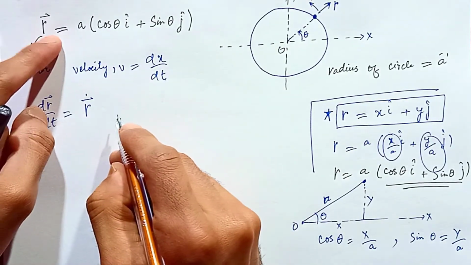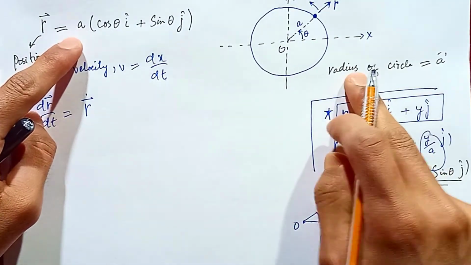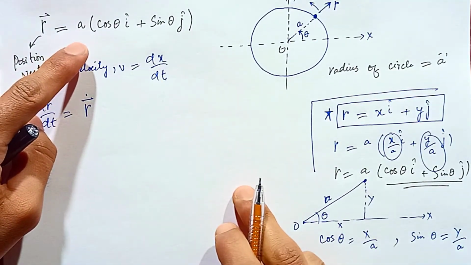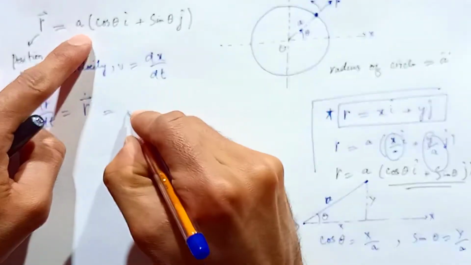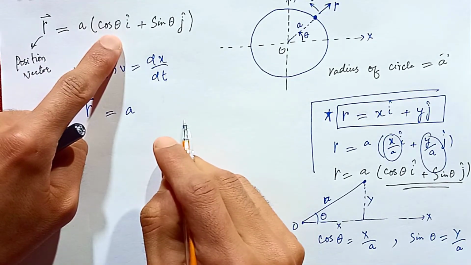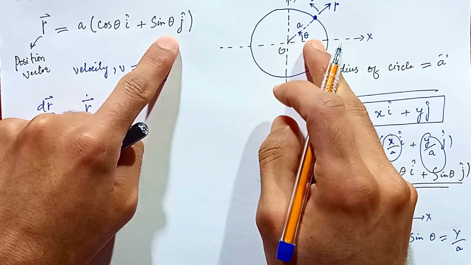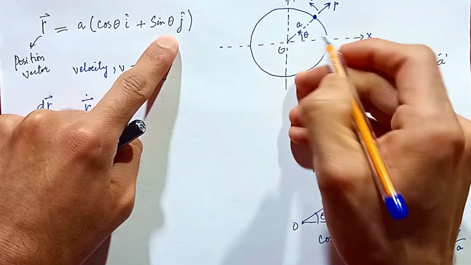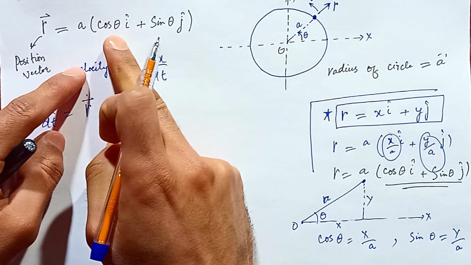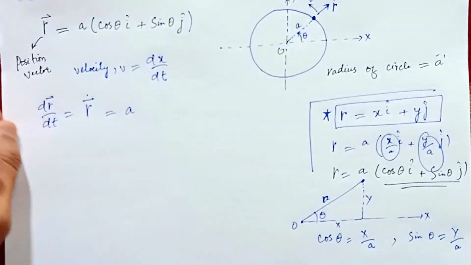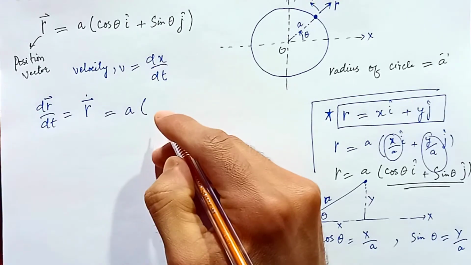So differentiating this with respect to time, since a is a constant here, the radius of the circular path, r dot will be equal to, this will be written as it is. Differentiation will be done on cosine of theta and sine of theta. Keep in mind that theta is varying with respect to time. Okay, we are changing the theta. Fine. So we have to differentiate cos theta also from the chain rule of differentiation. You might have already done that.